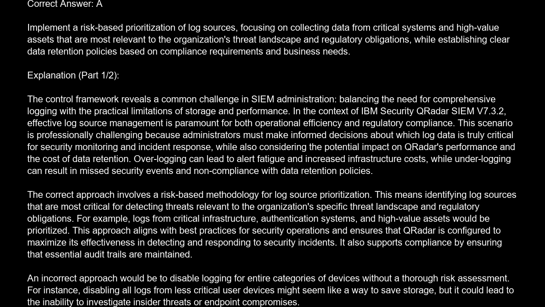with data retention policies. The correct approach involves a risk-based methodology for log source prioritization. This means identifying log sources that are most critical for detecting threats relevant to the organization's specific threat landscape and regulatory obligations. For example, logs from critical infrastructure, authentication systems, and high-value assets would be prioritized. This approach aligns with best practices for security operations and ensures that QRadar is configured to maximize its effectiveness in detecting and responding to security incidents. It also supports compliance by ensuring that essential audit trails are maintained.